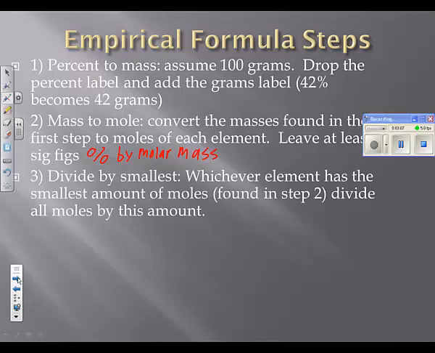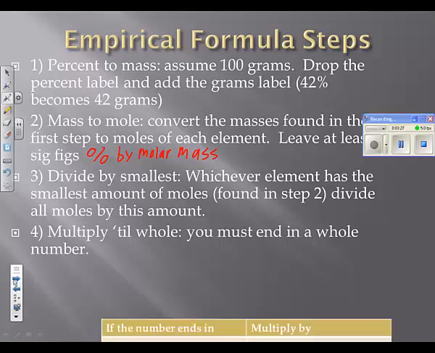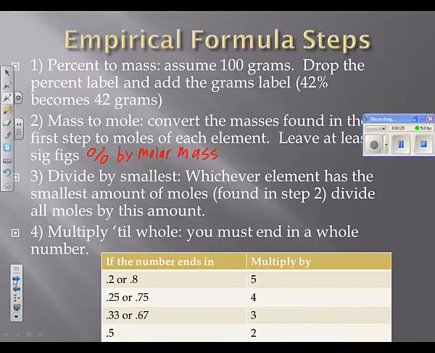Step 3, divide by smallest. You're going to get an answer when you divide all those elements by their molar masses. You take the smallest answer and divide all the other answers by that smallest answer. That will make more sense when I show it to you in an actual problem. And then you multiply it to a whole. Sometimes you don't have to do this part, but sometimes they end in weird, funky numbers. And here's your little chart. That should help you out. But they have to be whole numbers, because you can't have a decimal subscript. That doesn't make any sense.